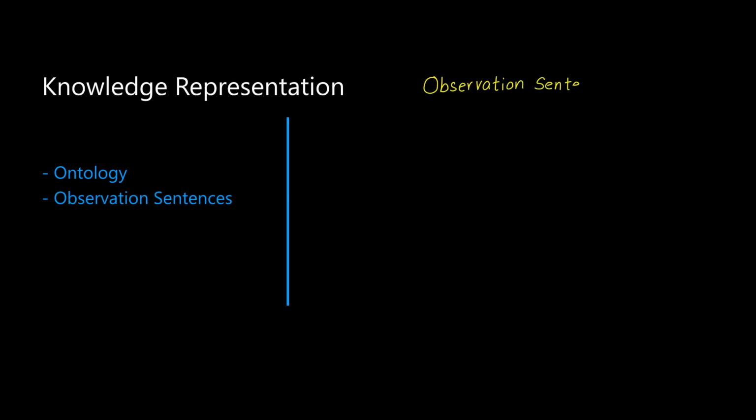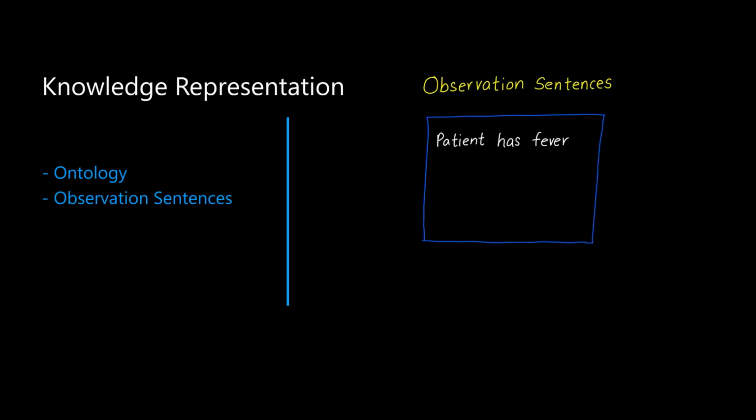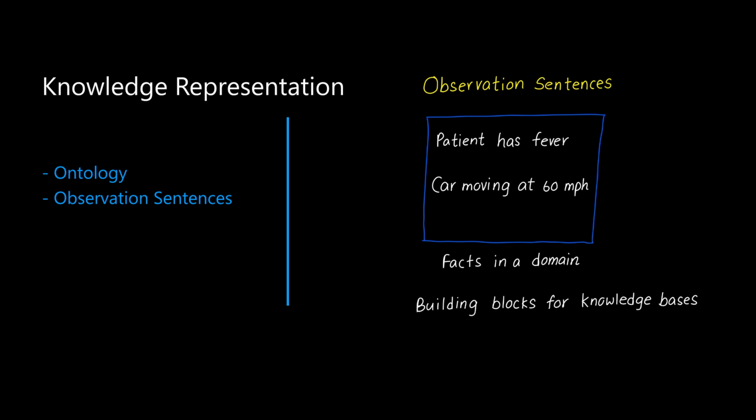Observation sentences are statements about facts in a domain. The patient has a fever. The car is moving at 60 miles per hour. These are building blocks for knowledge bases. The exam might ask you to identify observation sentences versus rules or inferences.